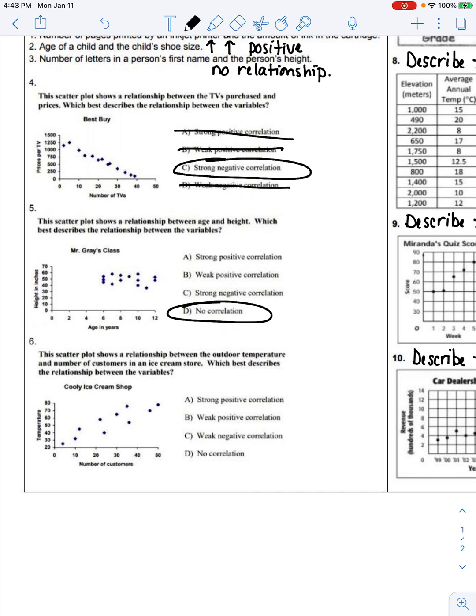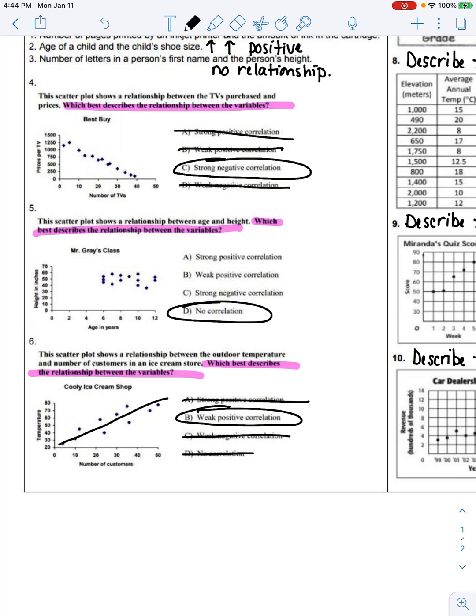Look at number 6. So it says, which best describes the relationship between the variables? And by the way, that's the question we're answering for all of these. Which best describes the relationship between the variables? So let's look at 6. First of all, I notice it looks positive. It looks like the dots are increasing. So I'm going to go ahead and get rid of the negative choice and the no correlation choice. And then I notice that the dots are kind of spread out. So that means it's weak. If it were strong, they would be tight, tight, tight together.